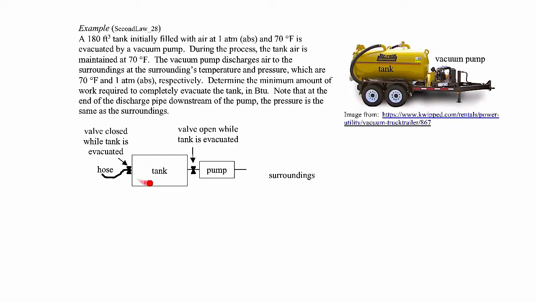You have your tank. It's connected to the pump via a valve, and then you have a valve here with the hose. So what happens is the tank, in this particular case, we're given the volume of the tank. It's filled with air at 1 atmosphere and 70 degrees Fahrenheit. Notice that we're using English units in this example.